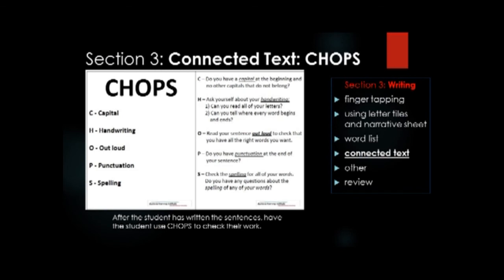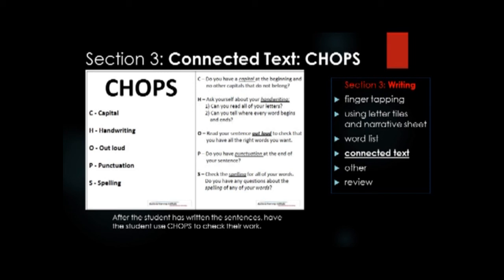Now it's time for connected text. This is where the student is going to write complete sentences. The sentences are created by the teacher and they will relate to the new concept that was taught in this lesson or to reviewed concepts as well. The sight words that you use to make the sentences are going to be sight words that have been previously taught or upon which the student is currently working.